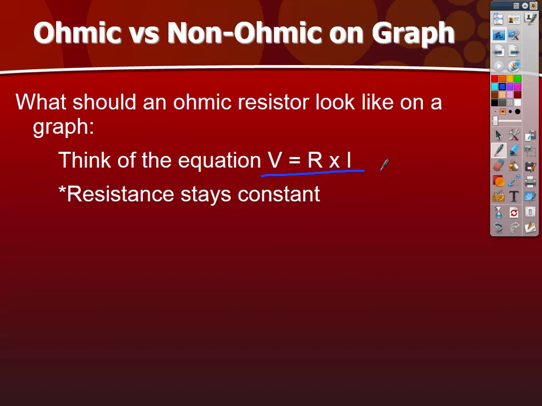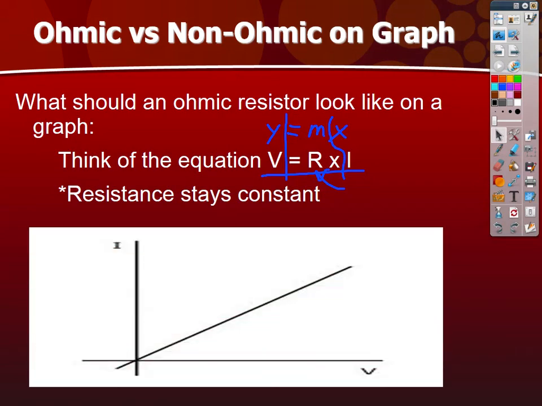If I rewrite V equals IR like this, where we're trying to say R is constant, and I'm changing current and voltage, if I make this y equals mx, where current's on the x, voltage is on the y, that would make the slope the resistance. In other words, what type of line would it be? It would be a straight line. So an ohmic resistor is always linear. It would be a linear line on a voltage-current graph or a current-voltage graph.